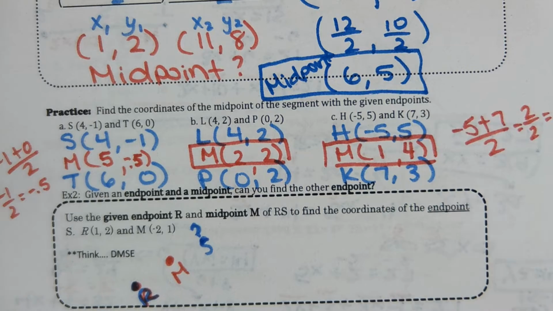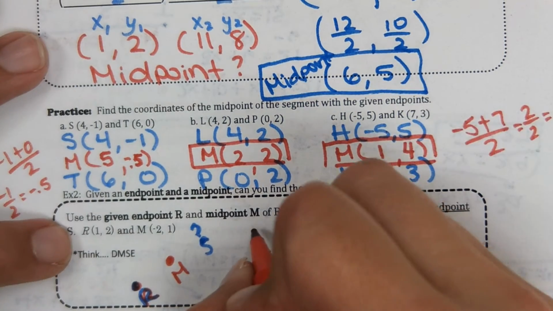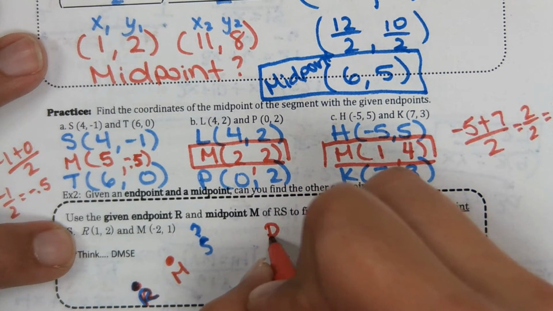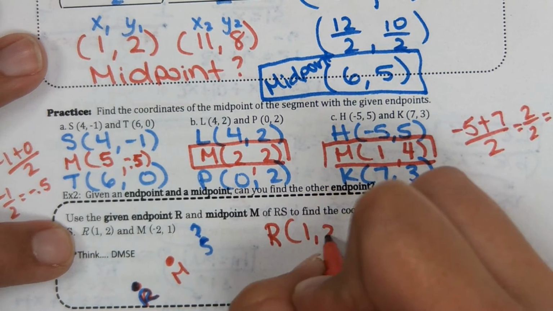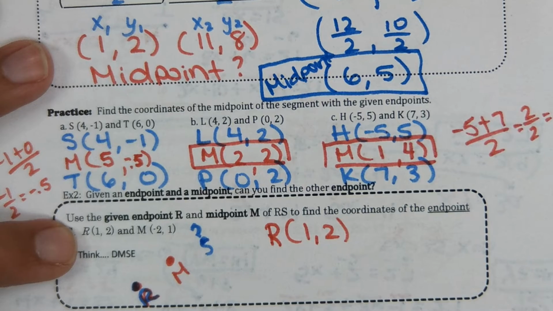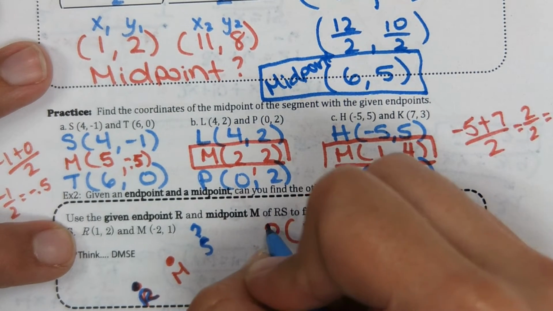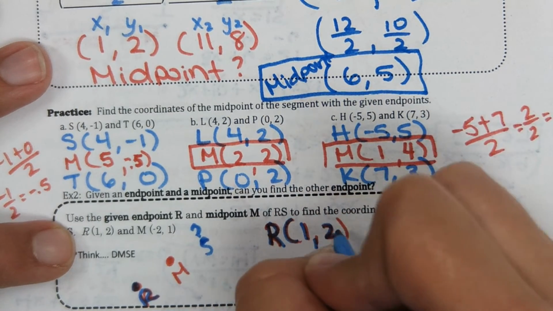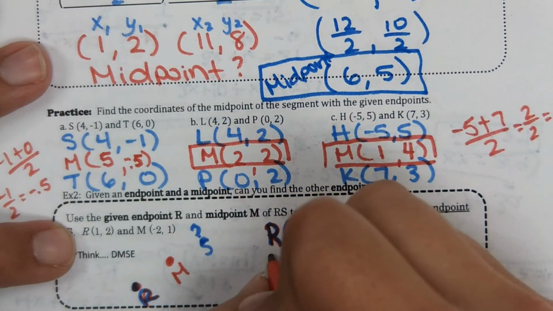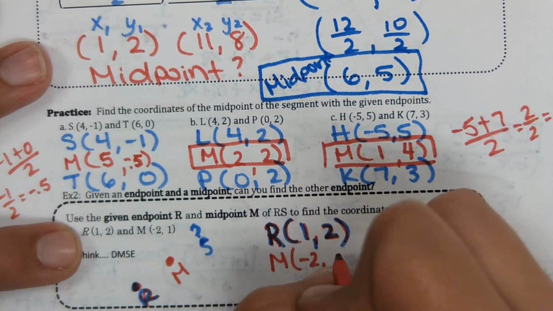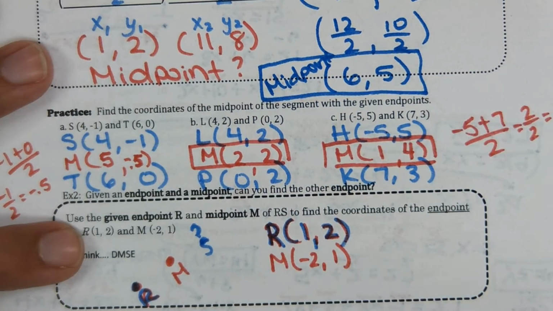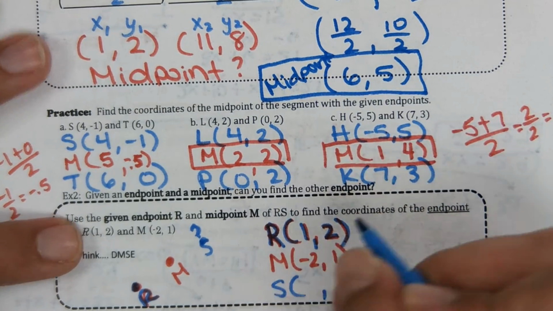Well, you could use the equation and work it backwards, or here's how I like to teach it because I feel like it's a little bit easier. Let me keep the colors the same. R is at (1, 2). Then the midpoint they gave us is at (-2, 1). And then we're trying to figure out what S is.